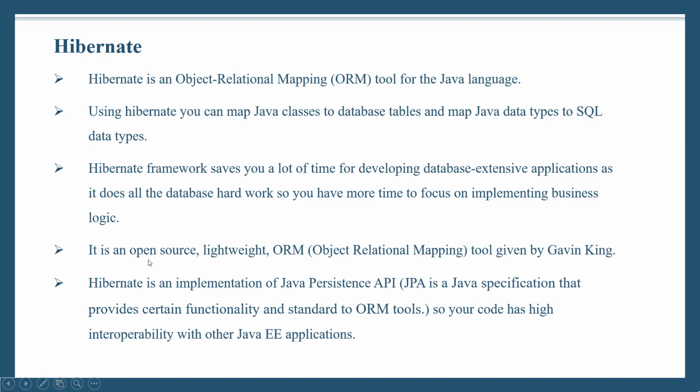Hibernate is an open source lightweight ORM tool given by Gavin King. And Hibernate is an implementation of the Java Persistence API, often known as JPA, so your code has high interoperability with other Java Enterprise Edition applications. So basically we can say Hibernate is an ORM tool which can be used to map objects to database tables. So let us first see how the ORM tool works and then we will discuss the different advantages of using Hibernate.